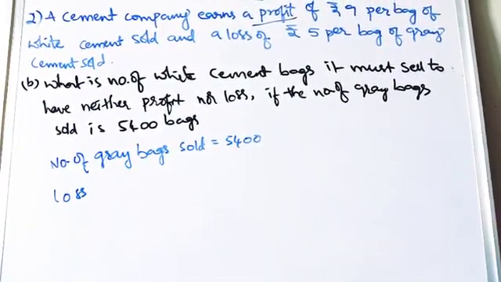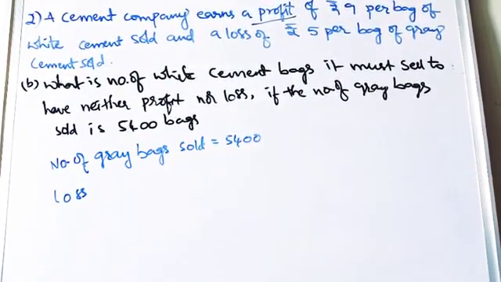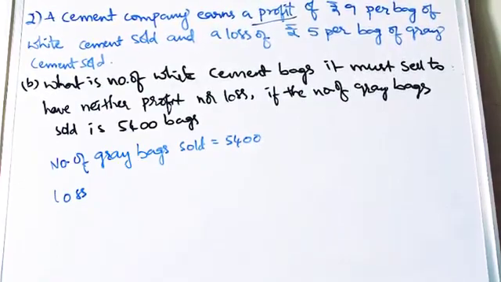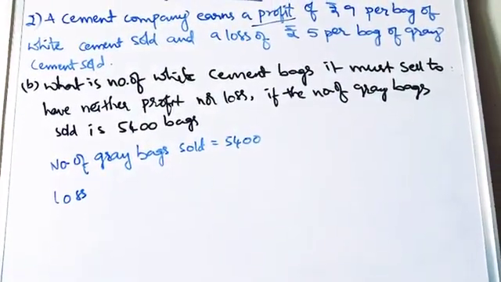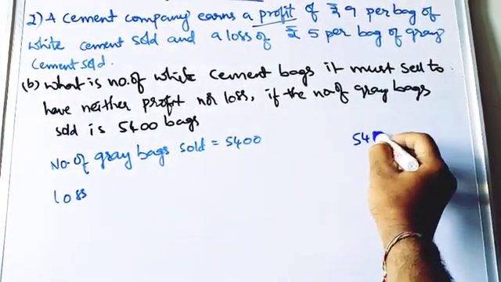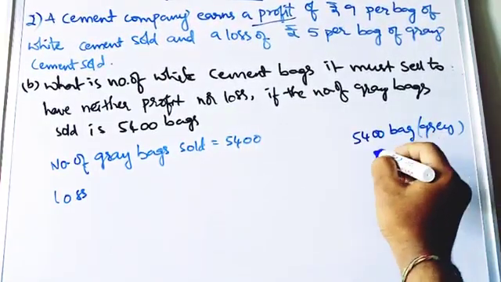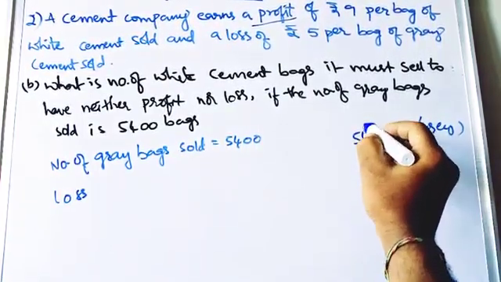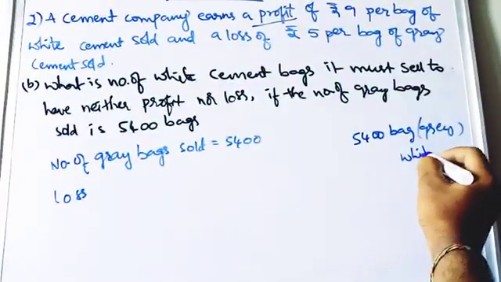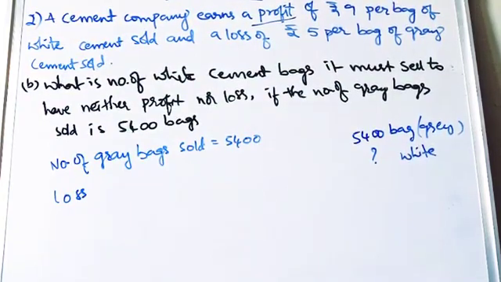In the next question B, what is the number of white cement bags it must sell to have neither profit nor loss, if the number of grey bags sold is 5,400 bags? Here they sold 5,400 bags of grey. Now they're asking how many white cement bags need to be sold to get neither profit nor loss. That means there is no profit, there is no loss. So we need to find how many white colored cement bags need to be sold.